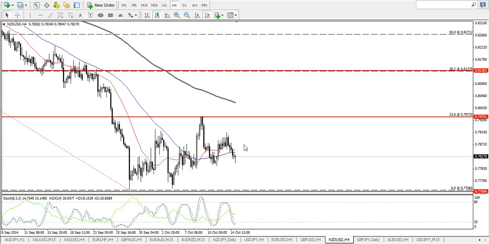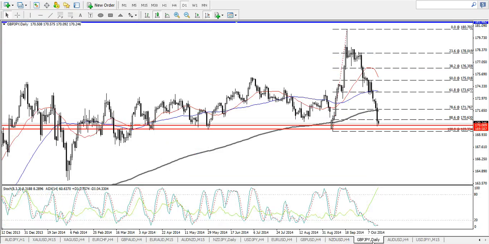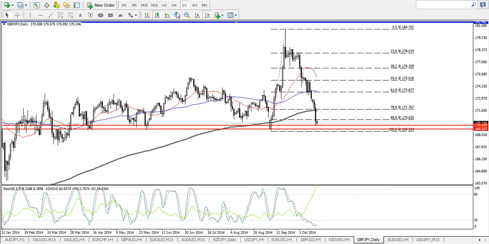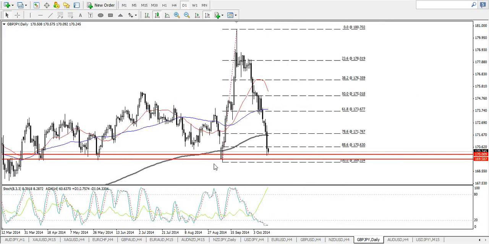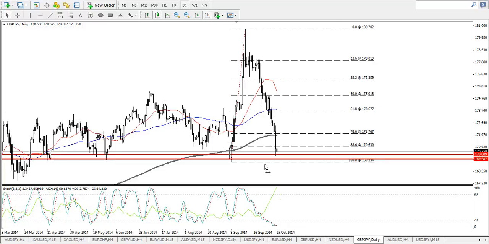So that is for the Kiwi against the US dollar, and I would like to touch on other pairs like the pound against the yen. This is a day chart. You can see there was a Fibonacci retracement level plotted over here, and we can see the price has broken all levels, even the very final 88.6%. Now it's coming back to the lowest, and right here is also the whole number of 170.00.